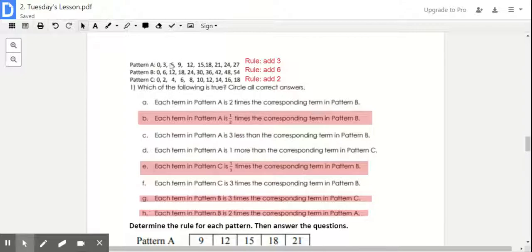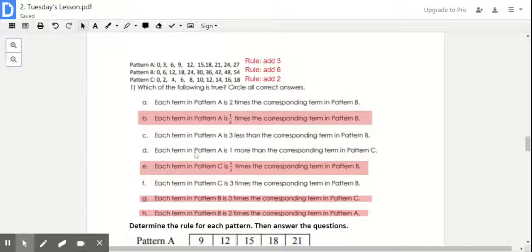Okay, so when we're looking at these numbers, corresponding terms are the numbers that they line up with in order of how they're being placed in their pattern. So I know that 12 minus 3 is not 6, which is why C is incorrect. That's just me pulling out a couple of corresponding terms at this point. D, each term in pattern A is one more than a corresponding term in pattern C. So we're looking at pattern A and pattern C.